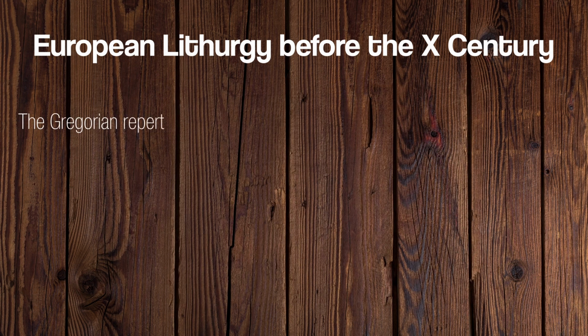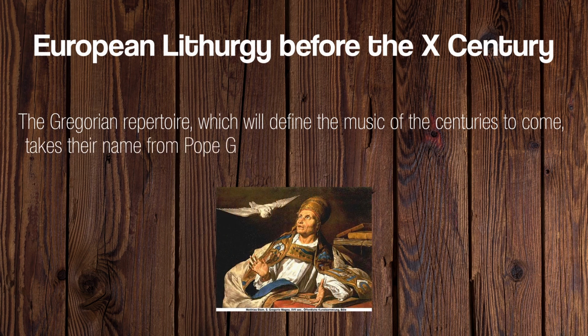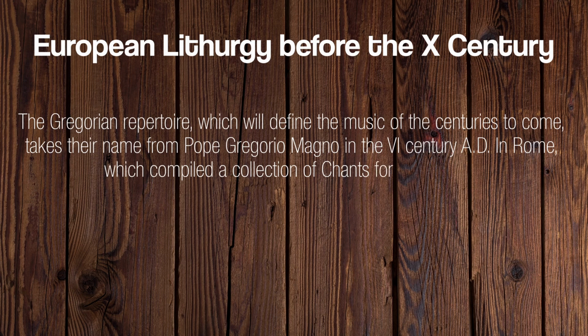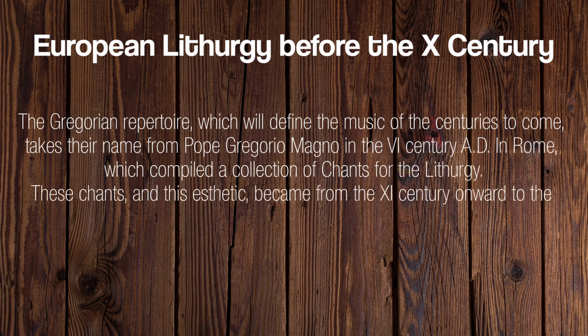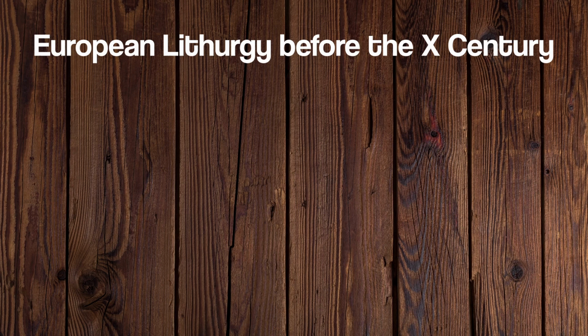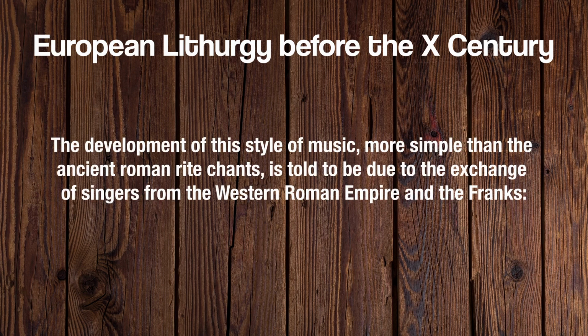The Gregorian repertoire, which will define the music of the centuries to come, takes its name from Pope Gregorio Magno in the 6th century AD in Rome, who compiled a collection of chants for the liturgy. These chants and this aesthetic became, from the 11th century onwards to the 20th century, the foundations of liturgical music. The development of this style of music, more simple than the ancient Roman rite chants, is thought to be due to the exchange of singers from the Western Roman Empire and the Franks.